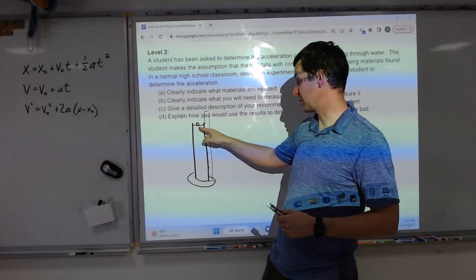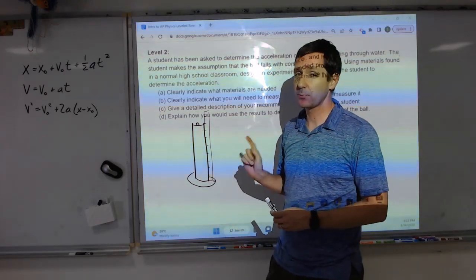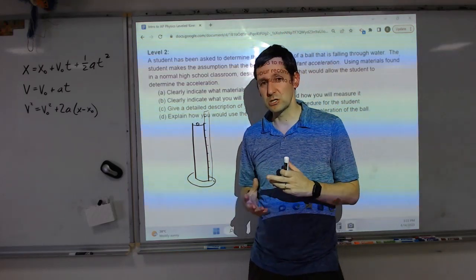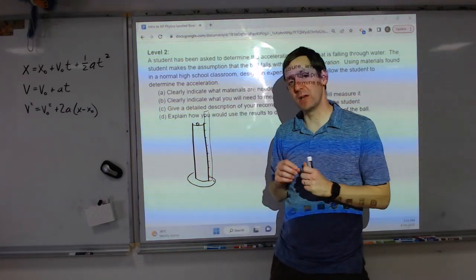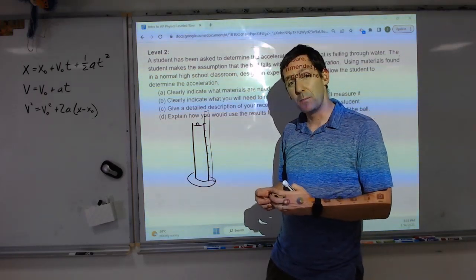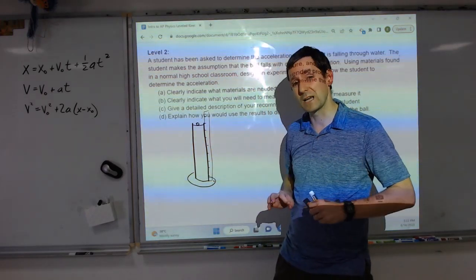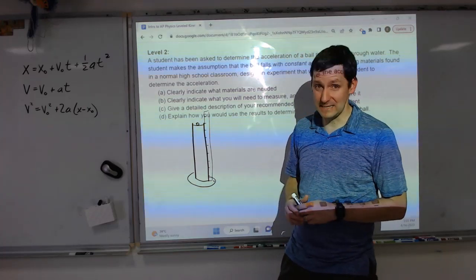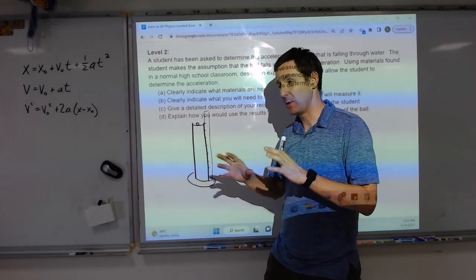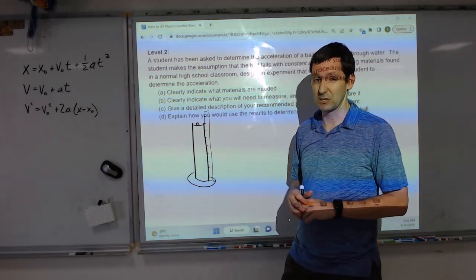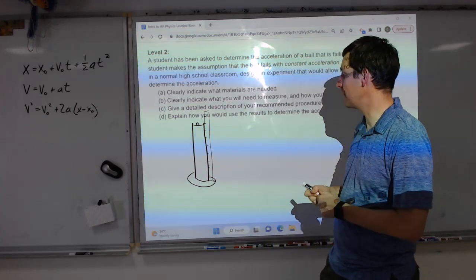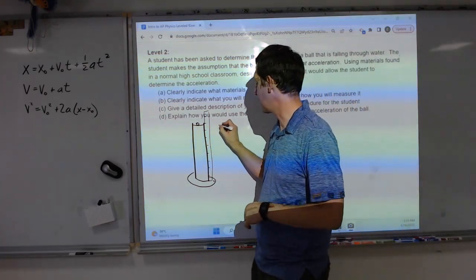Well, I tell you, for something falling through the water, it's probably going to be a lot easier to measure time, because we can't use a motion sensor. There's no way to directly measure the speed of that ball. We can get average speeds, but the actual speed at that point in time would be very, very difficult without some type of other maybe computer system or app or something like that. So probably time. And so how would we measure time? Probably using a stopwatch.